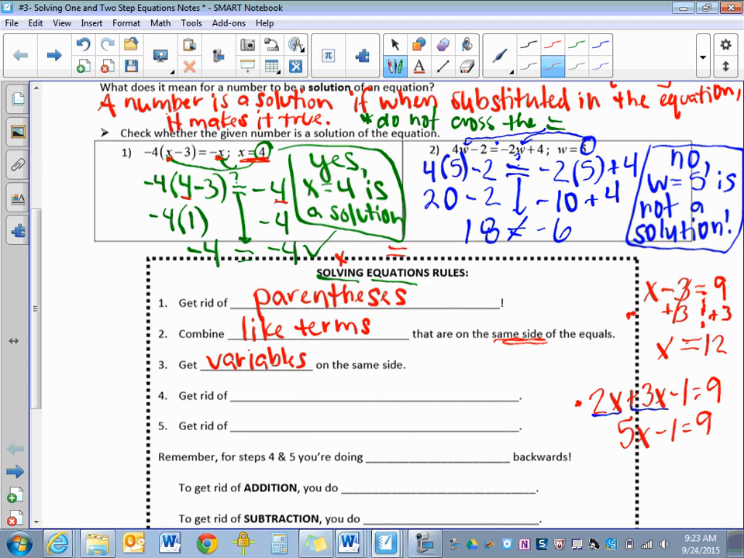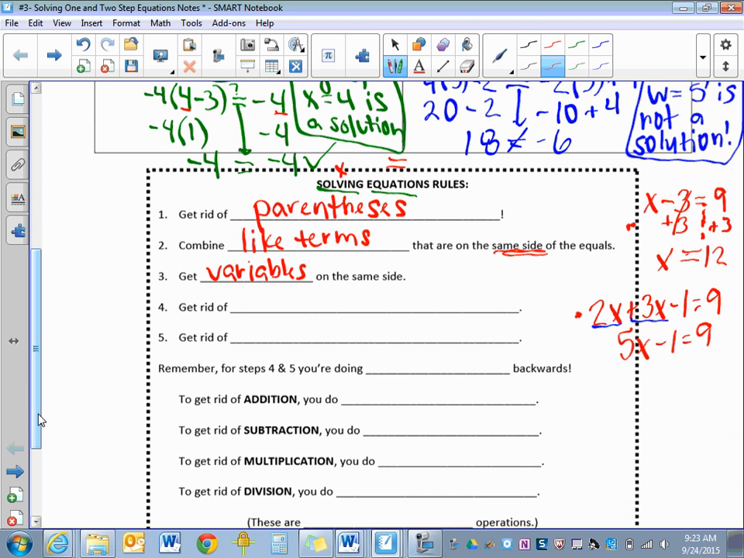Alright, so first get rid of parentheses, combine like terms, and then get variables on the same side. Alright, so next we're going to get rid of addition, subtraction. Then get rid of multiplication and division.